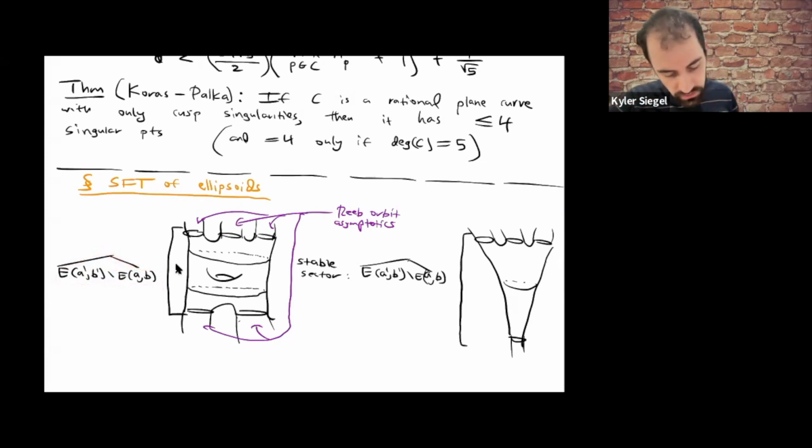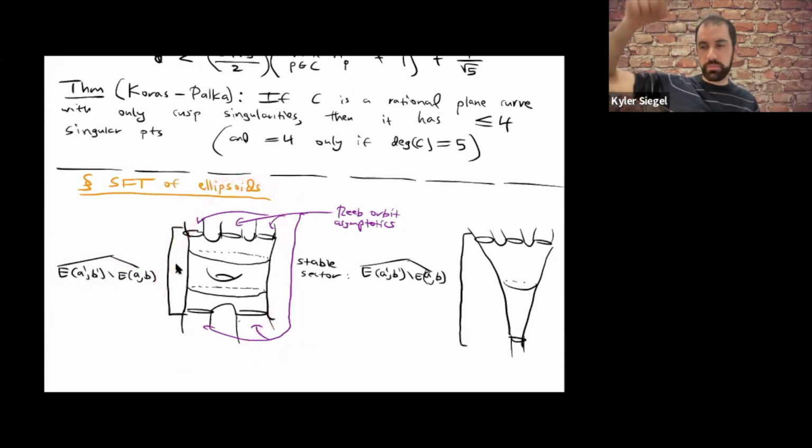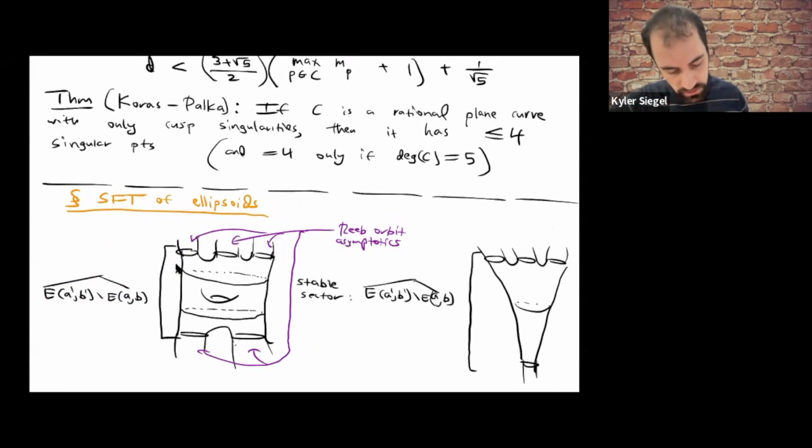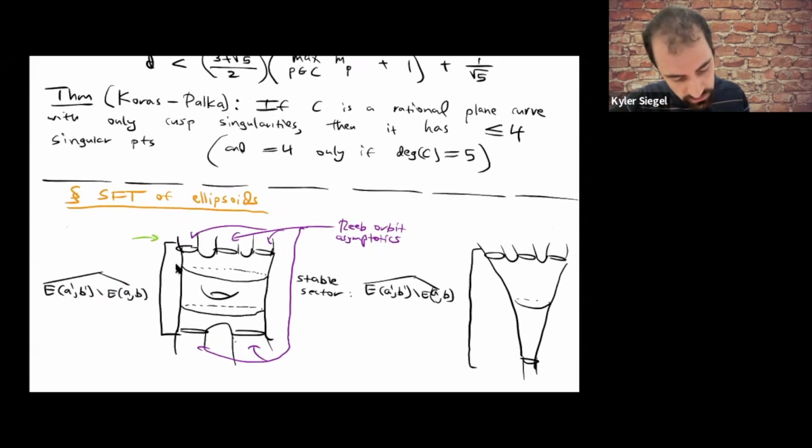And then you can study J-holomorphic curves in that cobordism, which are punctured curves where at the punctures they're asymptotic to Reeb orbits in either the top ellipsoid or the bottom ellipsoid. So this end is modeled on the boundary of E(A', B'), and this end is modeled on the boundary of E(A, B). And in general, in SFT, you would consider arbitrary curves with some number of positive punctures and some number of negative punctures and some genus in this cobordism.